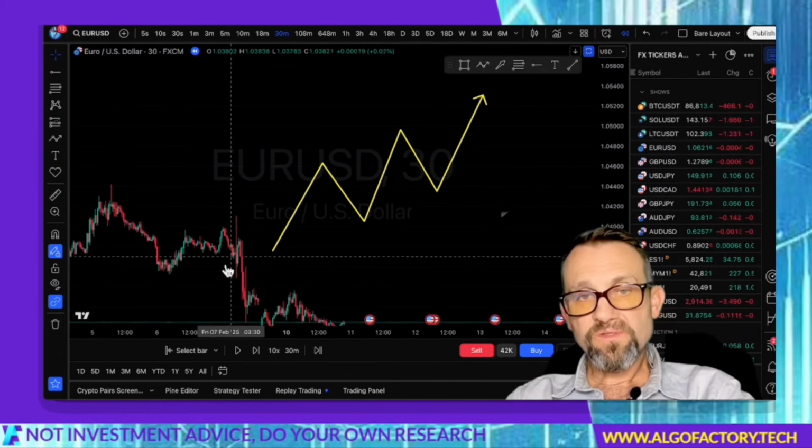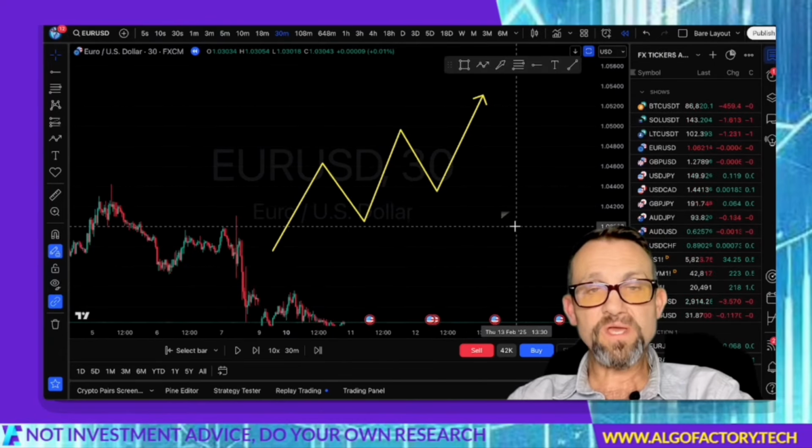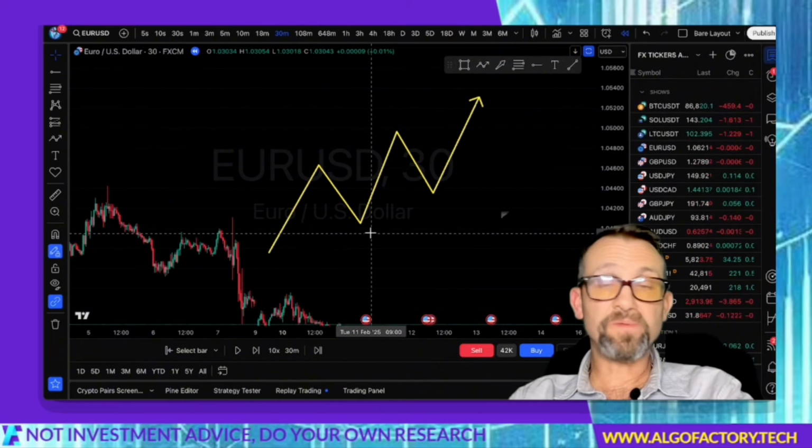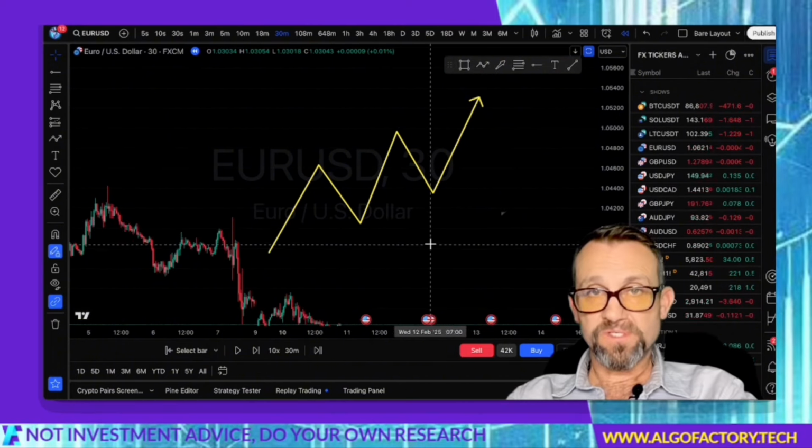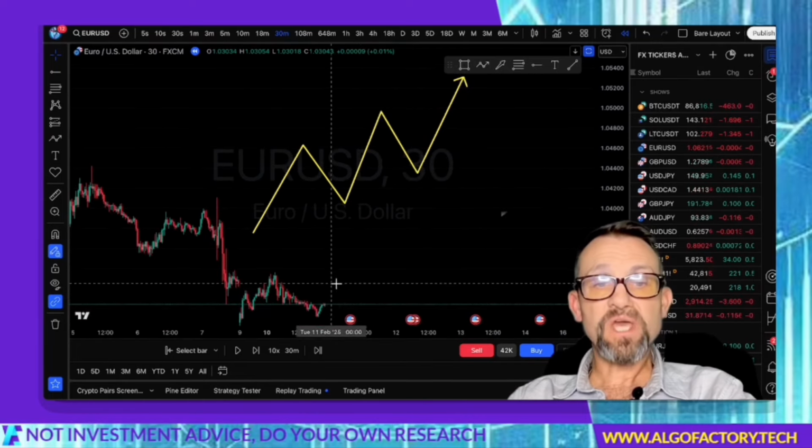So we can use this information, the fact that price is in a trend, to predict where it's going to go next. It's probably going to go up. It's in an uptrend. Now, what can we do to make money with this? We're going to go ahead and use an example here on the screen.